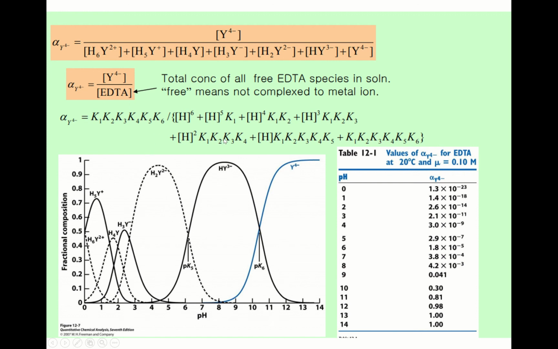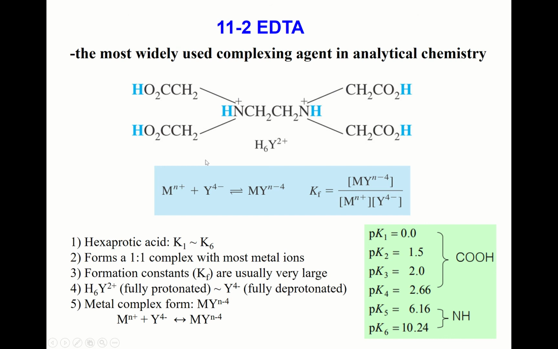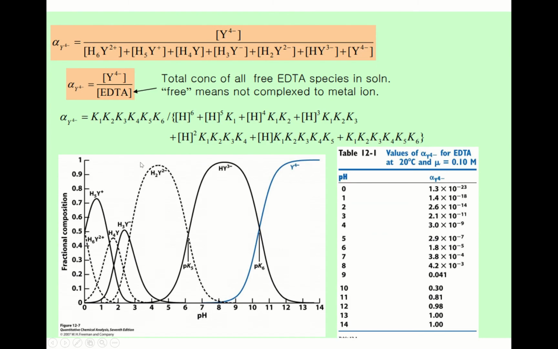Since EDTA is an acid, from acid-base chemistry we can write alpha Y4 minus equals K1 times K2 times down to K6 divided by this denominator. Although this equation looks quite complicated, you know the principle of how to write this alpha, this fraction, depending on the pH. It is given by this one.